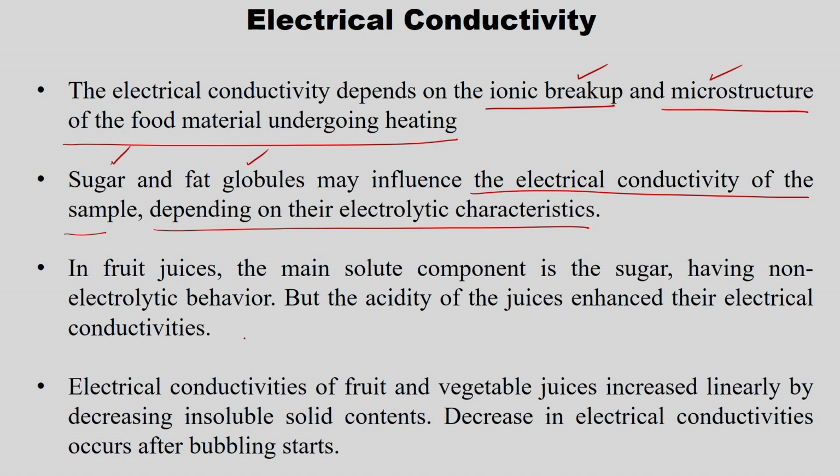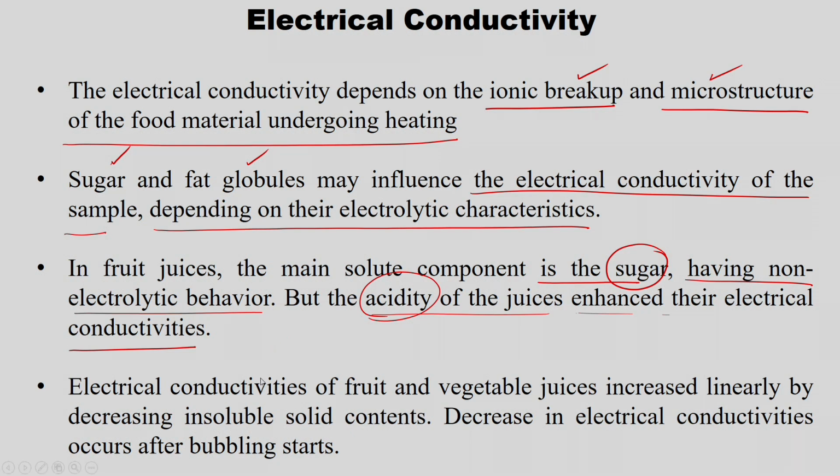In fruit juices, the main solute component is the sugar, which has a non-electrolytic behavior, but the acidity of the juices enhances their electrical conductivity. For example, sugar has non-electrolytic behavior, but that will be compensated if your juice is acidic, because the acidity enhances the electrical conductivity. So, basically it is an example.